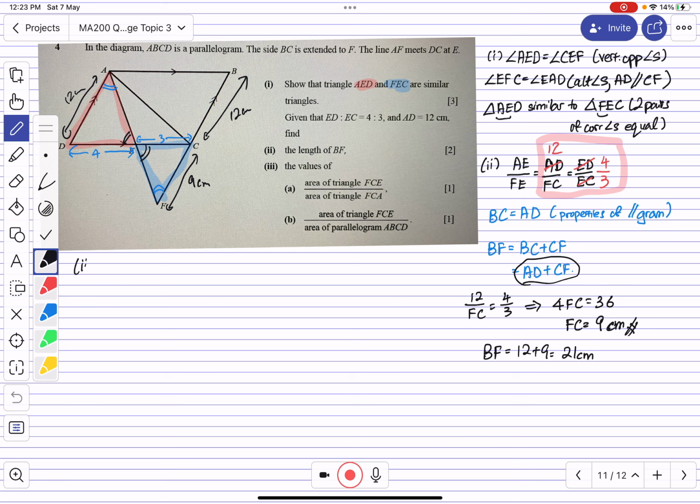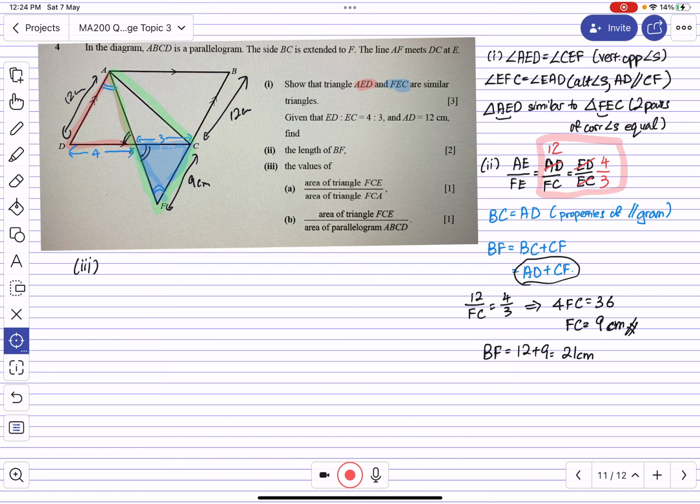I next go on to part 3, and I'm asked to find the area ratio of FCE to FCA. Okay, so let me use a different color ink. FCE is the one in blue over FCA. So FCA is the one in green that I'm going to put on the outside.